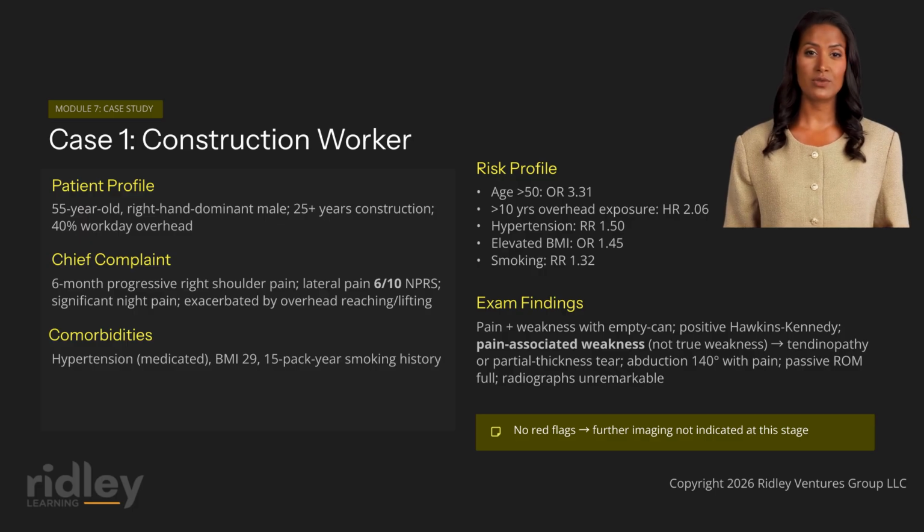Physical examination reveals pain and weakness with the empty can test and a positive Hawkins-Kennedy sign, with pain-associated weakness in abduction rather than true weakness in the absence of pain, suggesting tendinopathy or partial thickness tear rather than a full thickness tear. Active range of motion is limited in abduction to 140 degrees with pain, and passive range of motion is full. Anteroposterior radiographs are unremarkable.